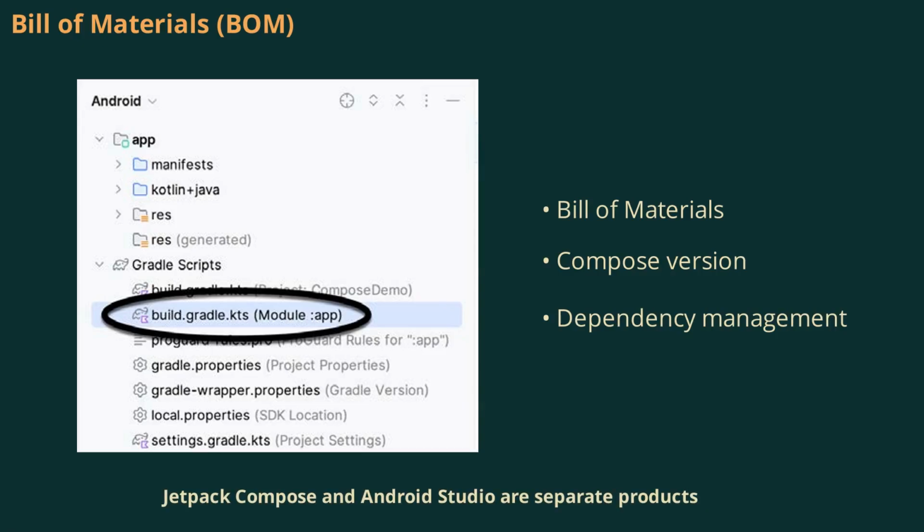Jetpack Compose and Android Studio are separate products. The Compose version used is specified in the Bill of Materials (BOM) in your build.gradle.kts file. Check the Compose BOM entry to see which library versions are used. This ensures compatibility and helps manage dependencies.